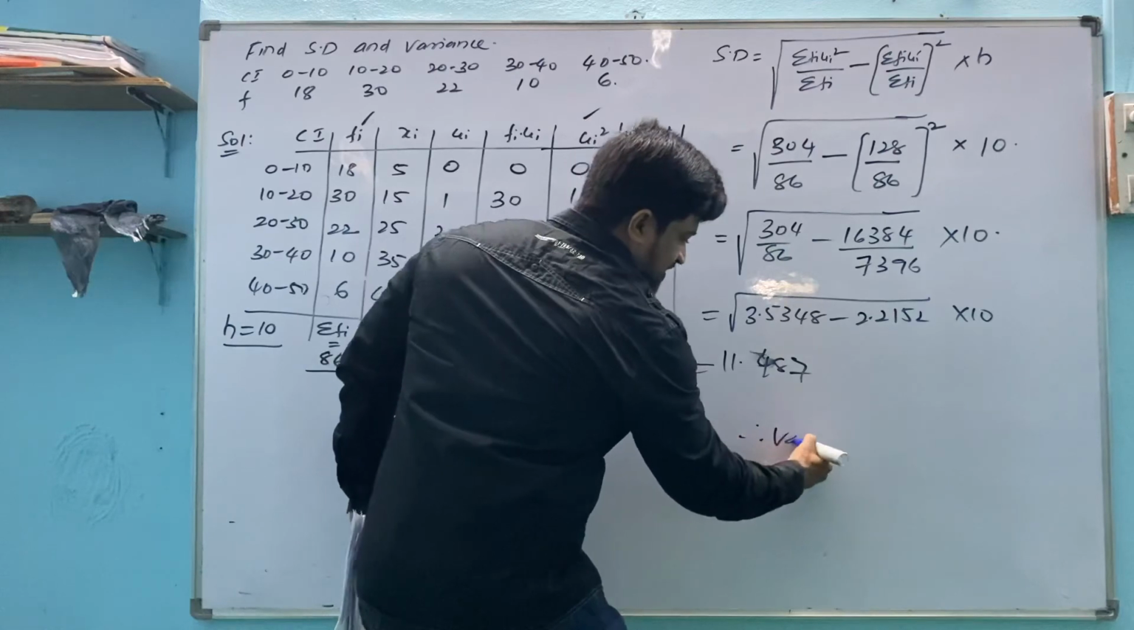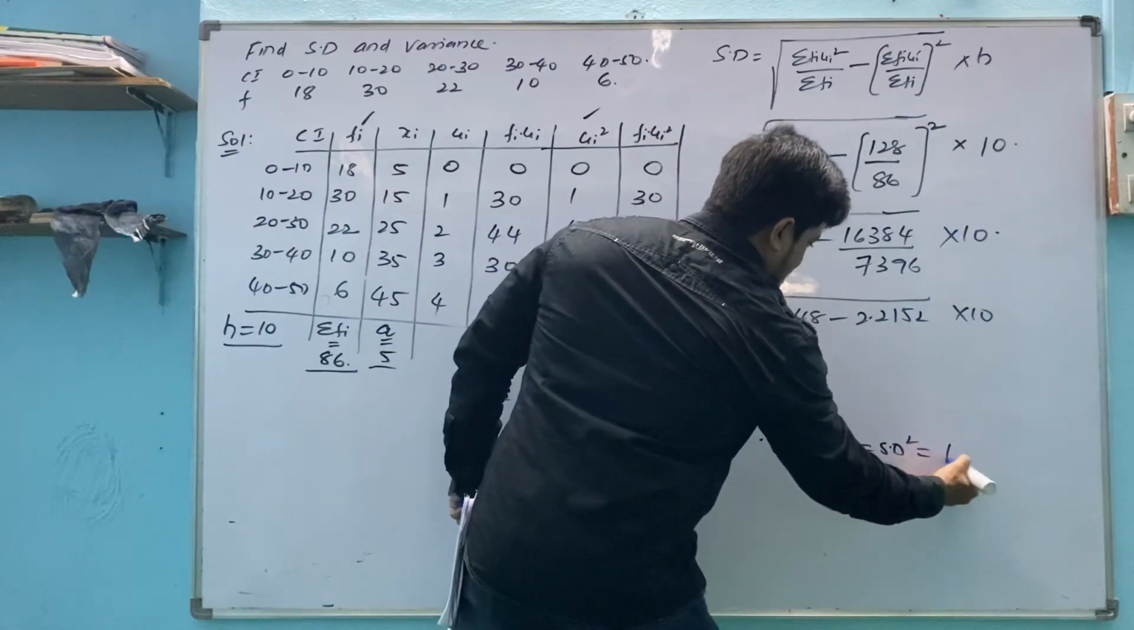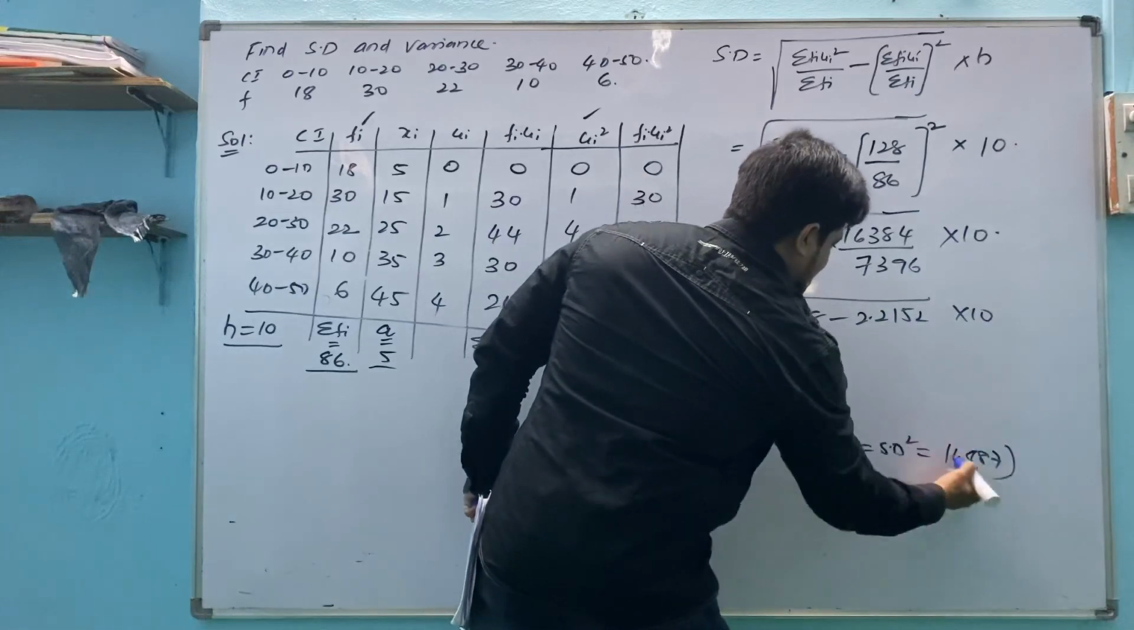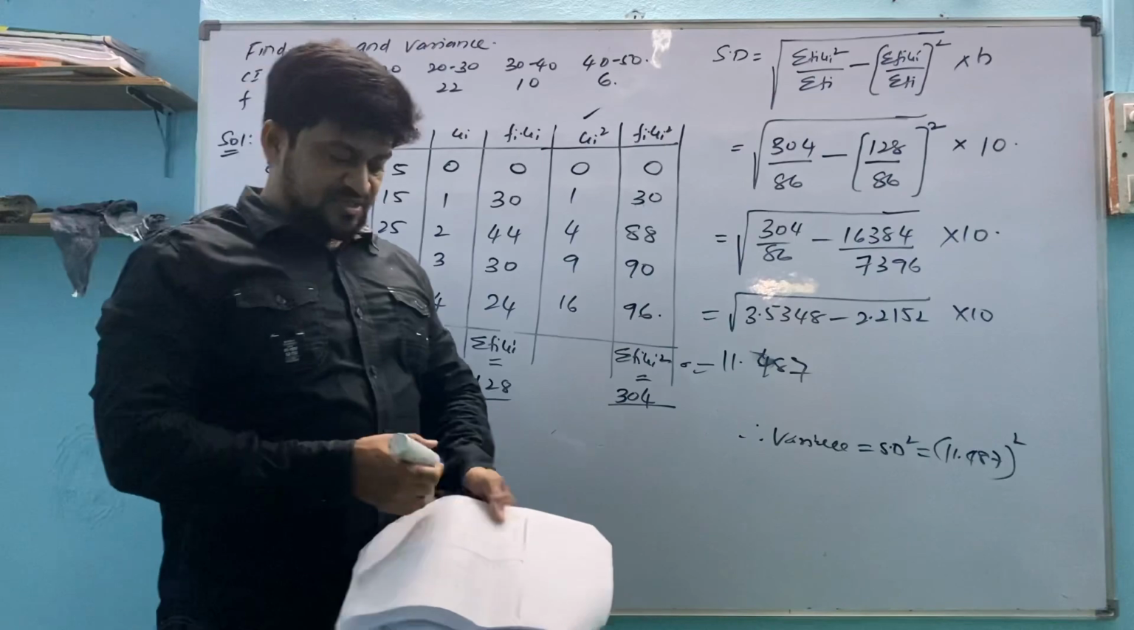To find the variance, it is standard deviation square, 11.487 square. You can multiply 11.487 two times and you will get the answer.